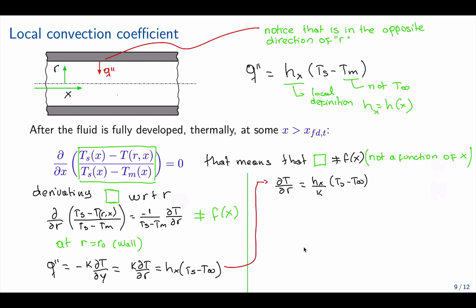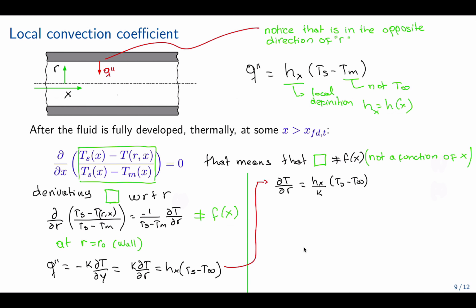Now, we are going to use that fact and differentiate this with respect to r. So the derivative of this with respect to r, everything is constant apart from T of r. So it's equal to minus 1 divided by Ts minus Tm, multiplied by the derivative of this term, dT dr. Also, because the original one was not a function of x, the derivative is not a function of x either. So it doesn't change along the pipe.